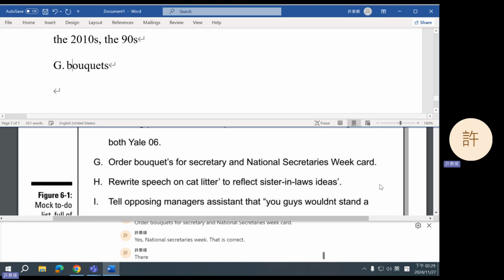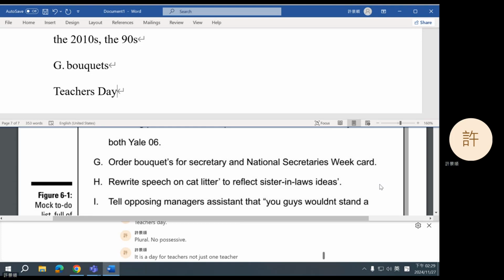There's also some confusion here. So like Teachers Day, plural, no possessive. It is a day for teachers, not just one teacher, and it is for teachers, not belonging to teachers. And you know that it doesn't belong to teachers because on Teachers Day, I still have to go to work. And so Secretaries Week, same reasoning. It's more than one secretary, and it's for secretaries, not belonging to secretaries.